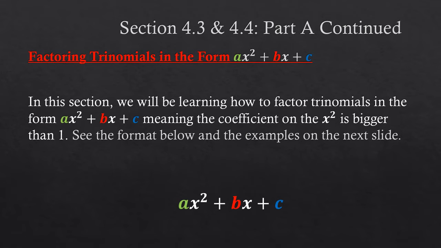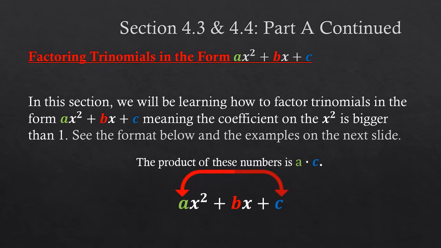But first, let's do the breakdown of what the ax squared plus bx plus c, or the ABC method, entails. It's the product of a times c, and the product of a times c must give you the sum of b. So basically, you need to find two numbers when multiplied that will give you the product of a times c, but those same two numbers must add together and give you a sum of b.